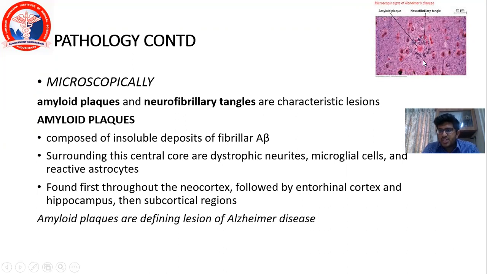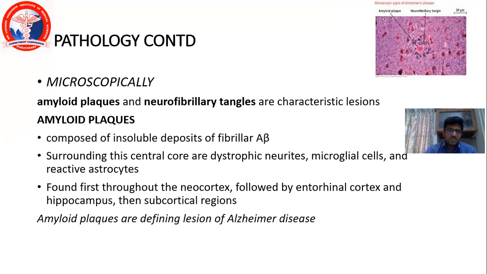If you see in this picture, at the center there is this amyloid plaque. Surrounding the amyloid plaque, there are a lot of microglial cells, reactive astrocytes, and dystrophic neurites. So something is happening there, and our microglia and astrocytes are activated. All these things lead to dystrophic neurites. These amyloid plaques are found first throughout the neocortex, followed by the entorhinal cortex and the hippocampus, and then the subcortical areas.